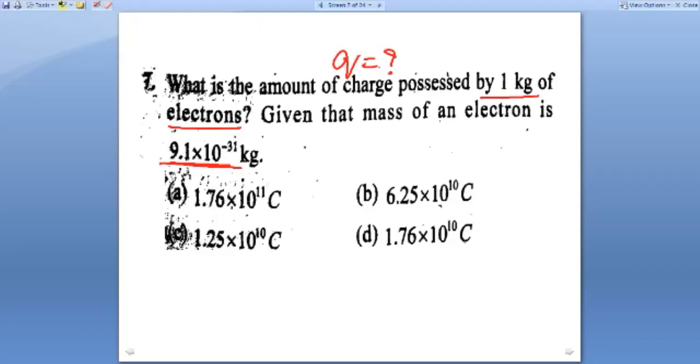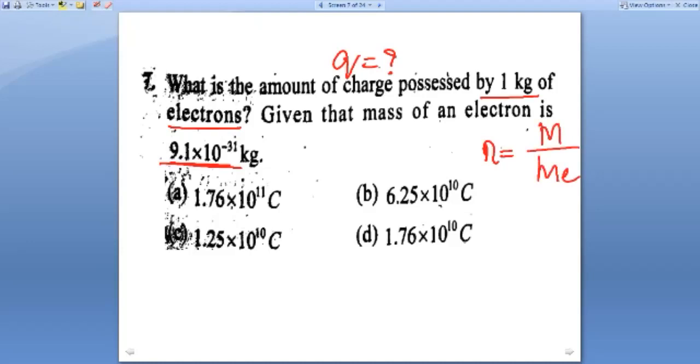The n value means the number of free electrons. So how to calculate the number of free electrons? The number of free electrons is equal to m, the mass, divided by the mass of the electron. The mass is 1 kg.